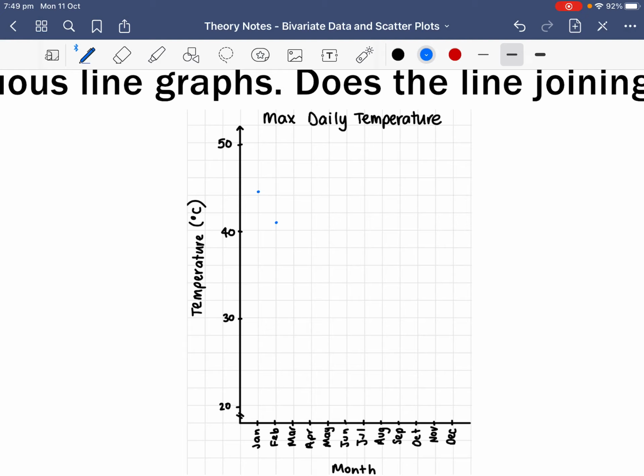Then we have March is 39.8. Then we have April is 33.9. It's about there. Oh, hang on, it's about there actually, because it's nearly 34. Then May is 29.0, which is there. Then we have June is 25.2.